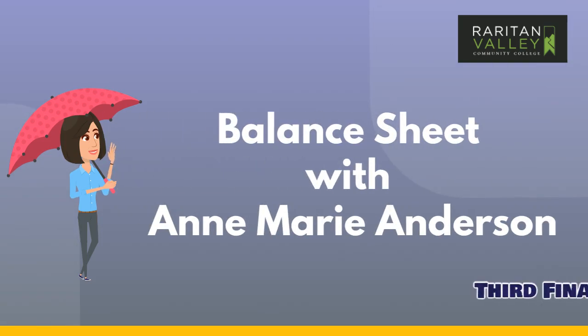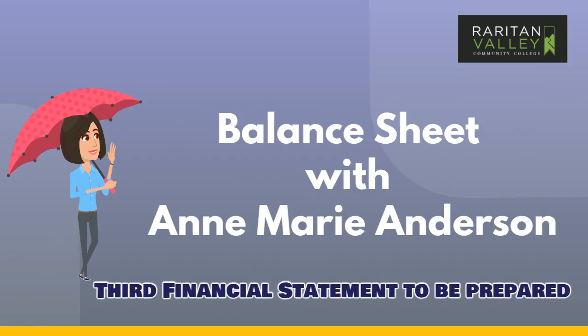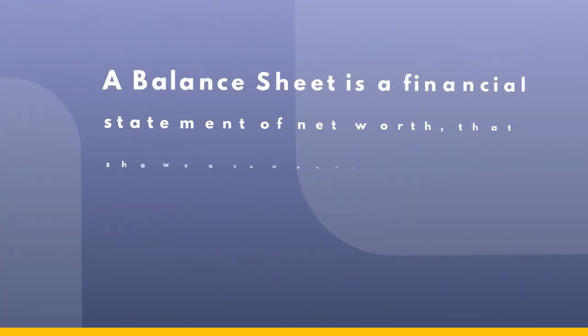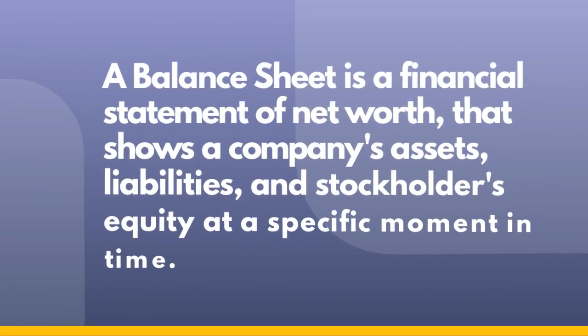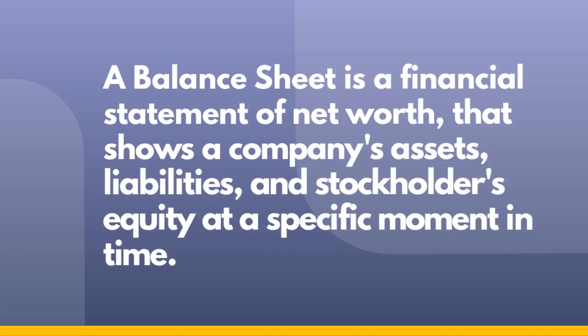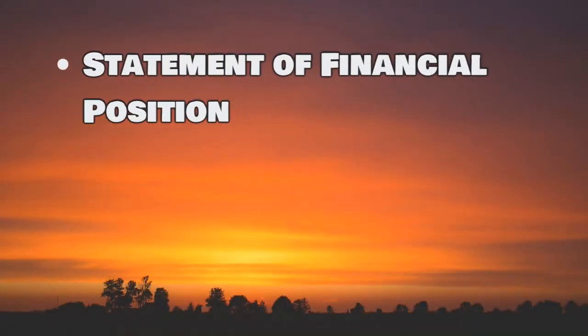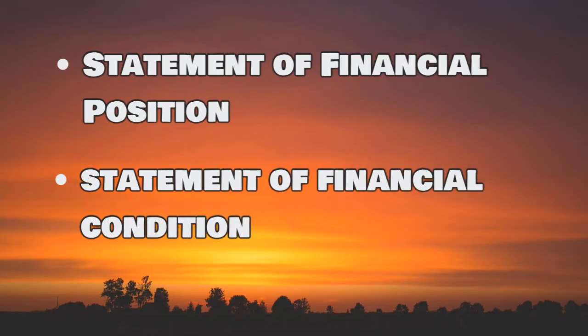Today, we will be talking about the balance sheet, which is the third of the four financial statements. A balance sheet is a financial statement of net worth. It shows the company's assets, liabilities, and stockholders' equity at a specific moment in time. You might also hear it called the Statement of Financial Position or the Statement of Financial Condition. It's all the same statement.